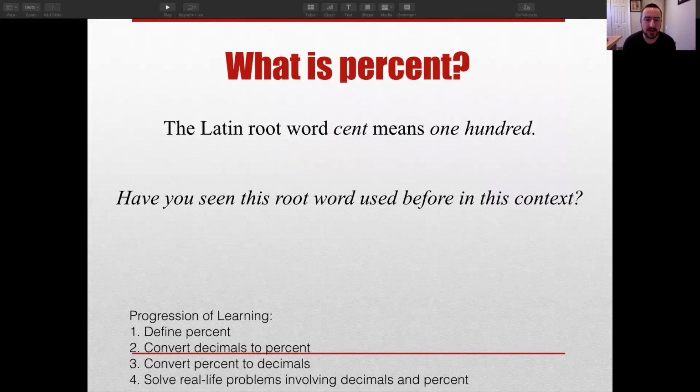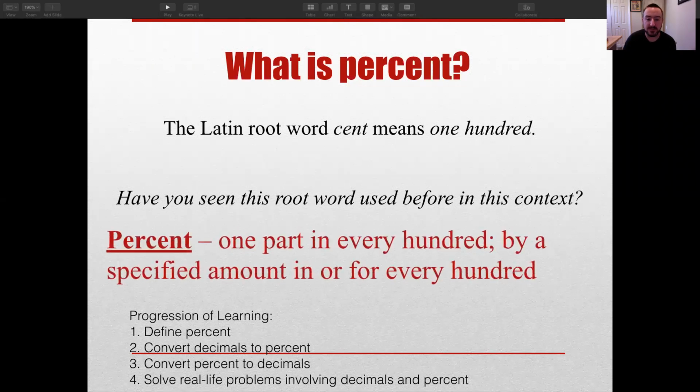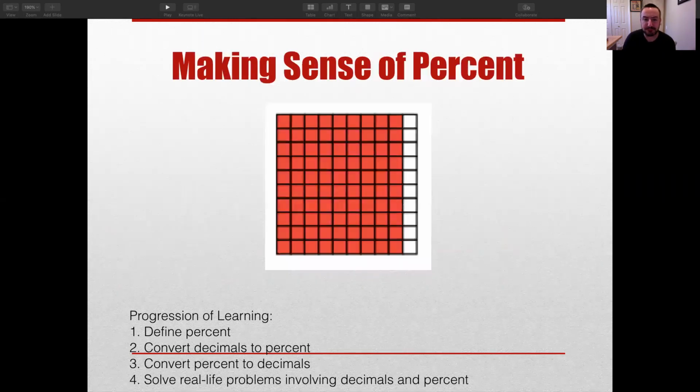What is percent? The Latin root word cent means 100, and I'm sure you've seen the word cent used before in different contexts. There's 100 cents in $1. There are 100 years in a century. So that word is used quite often in everyday life. So percent literally means one part in every 100, or by a specified amount in or for every 100. We'll get to what that means in a second.